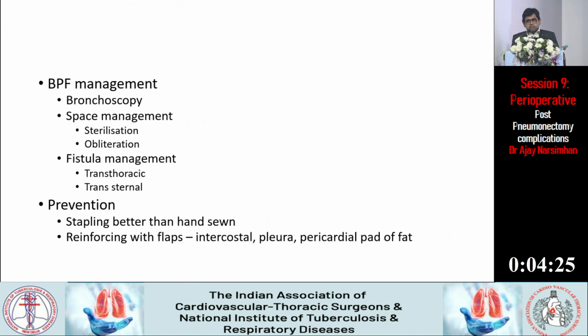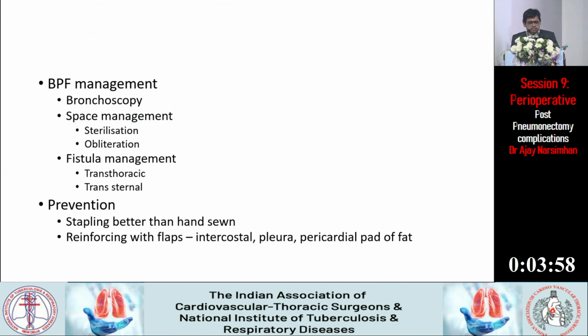The management, I'm not going into detail, I'm just touching upon the salient aspects. The management involves confirming the BPF. BPF is almost obvious, but still you'd like to do a bronchoscopy just to see how big the BPF is. And the space, it involves two parts. One without the other is going to lead to treatment failure. You have to manage the space either by sterilization and obliteration, and fistula management can be done by a transthoracic approach or a transsternal approach.